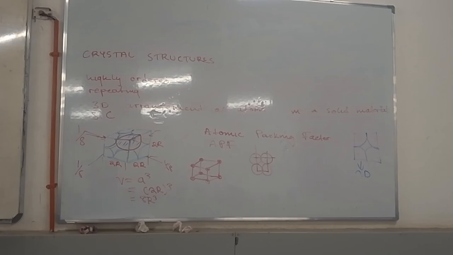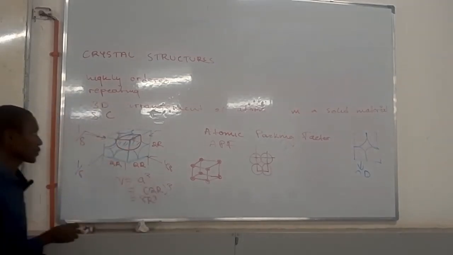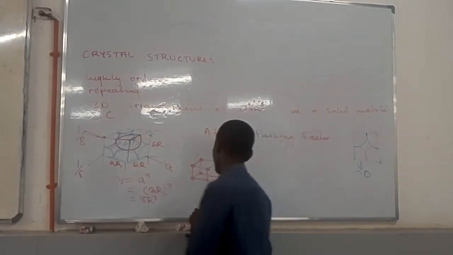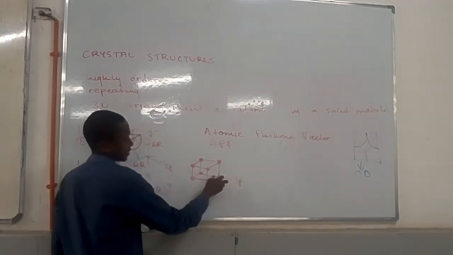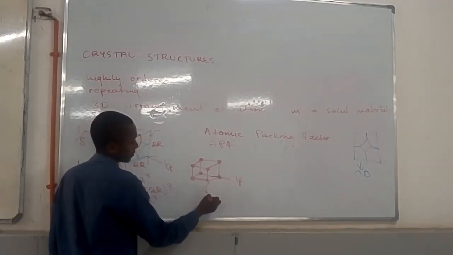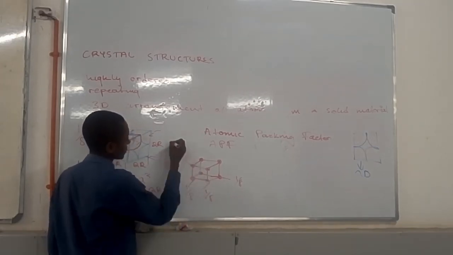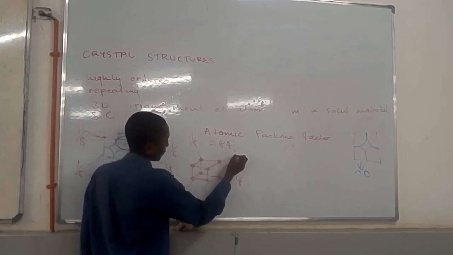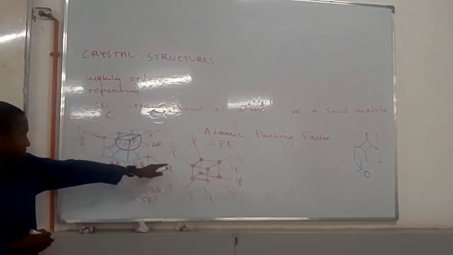So if we understand what I'm saying, I think this would be easier to represent if I consider this one. Right? This one here is 1 over 8. This one is 1 over 8. This one is 1 over 8. This one is 1 over 8. This one is 1 over 8. 1 over 8. We see?